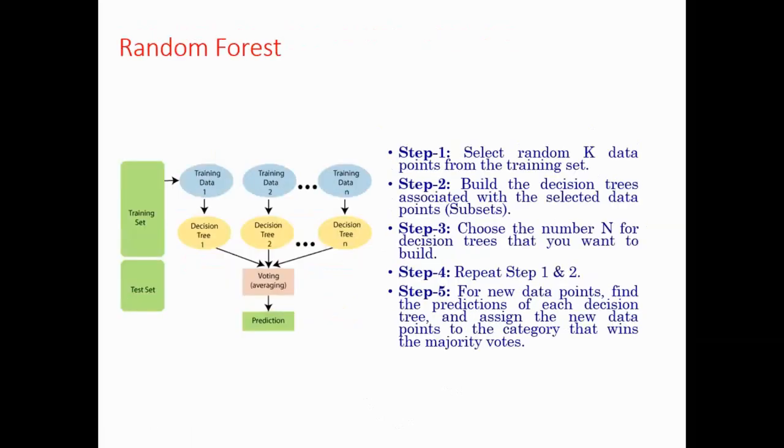In the random forest, k data points from the training set are selected at random. Then for each sub data set, one decision tree is constructed. For unseen data, for prediction, you use a voting mechanism. For new data points, find the predictions of each decision tree and assign the new data points to the category that wins the majority of votes.